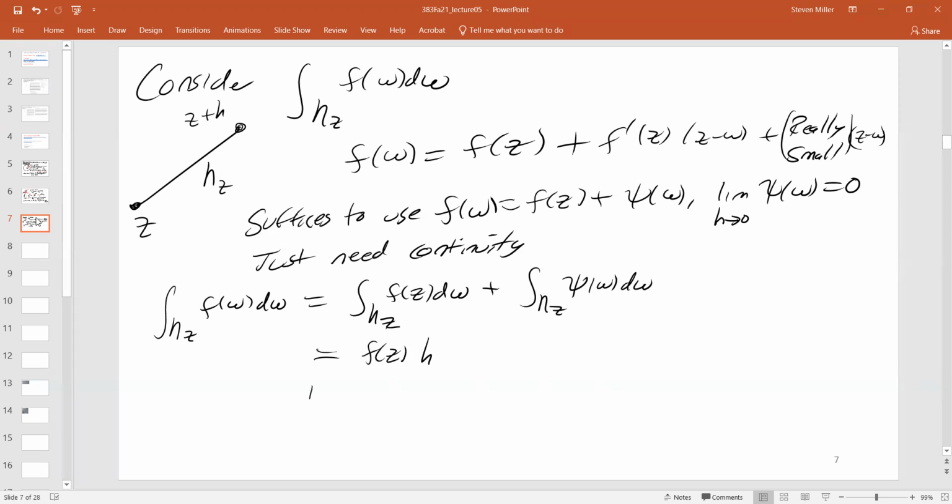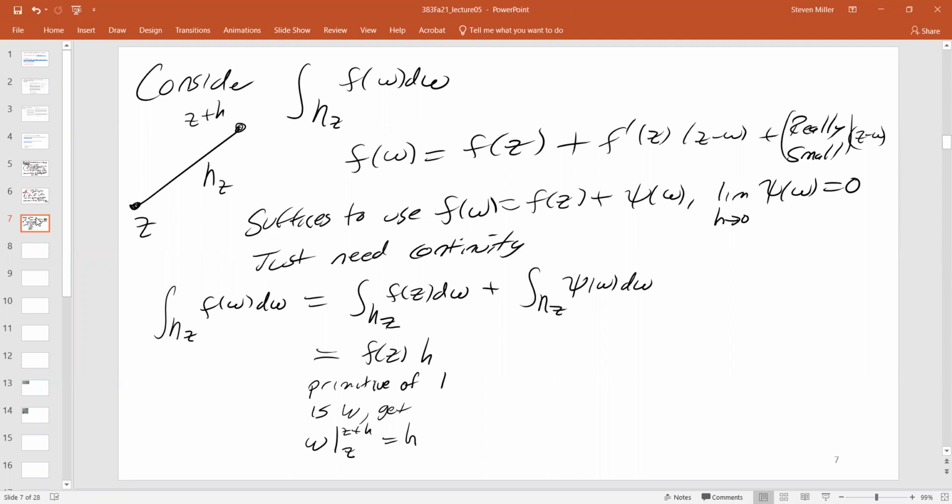So we're using, what is the primitive of the function 1? Remember, w is my variable, omega is my variable, depending on how you view my handwriting. It's just w. So the primitive of 1 is w. So we get w evaluated at z and z plus h, which is just h. So the main term is just f of z times h. Now we have to integrate this.